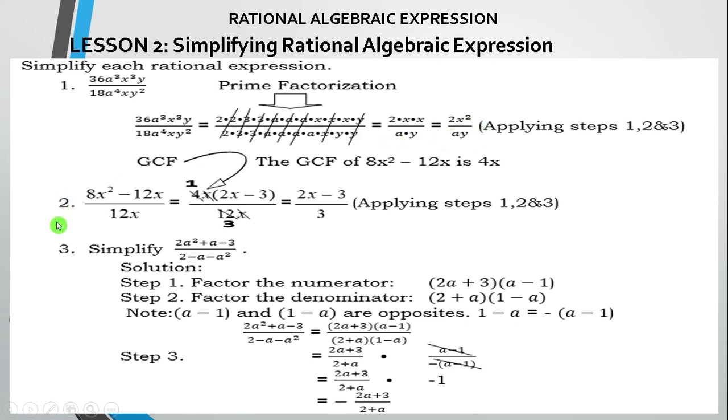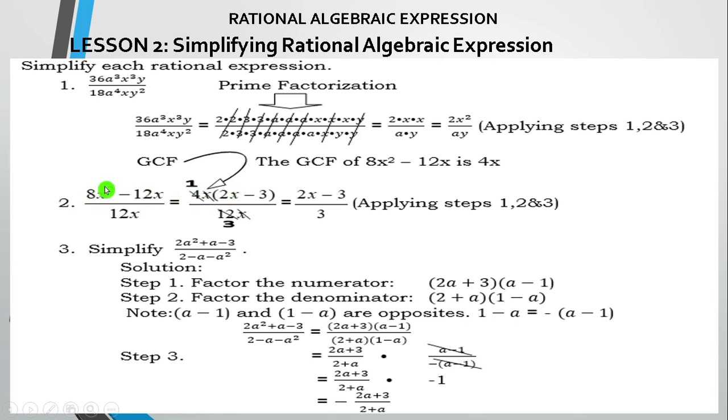Okay, for number 2, we have here 8x squared minus 12x over 12x. So, our numerator is a binomial and our denominator is a monomial. Okay, so first factor the numerator, then the second one is factor the denominator, then the third step is apply the reconciliation. So, for our numerator, we have here, okay, kukunin natin yung GCF.